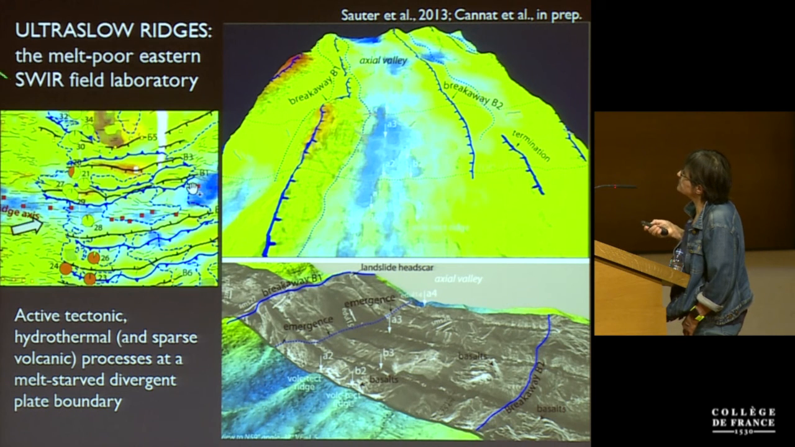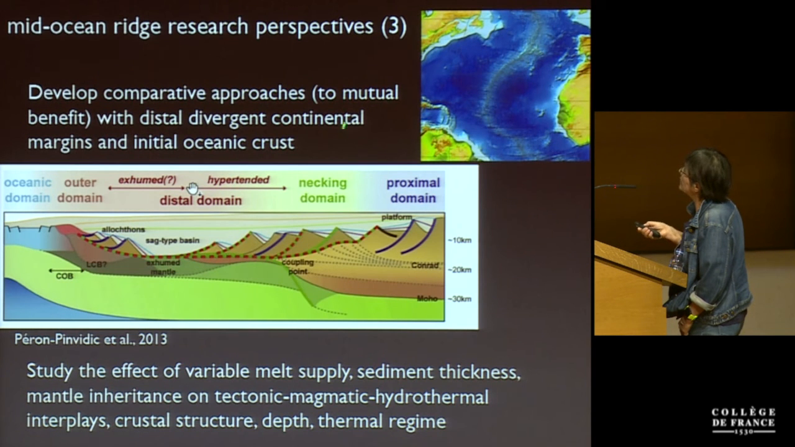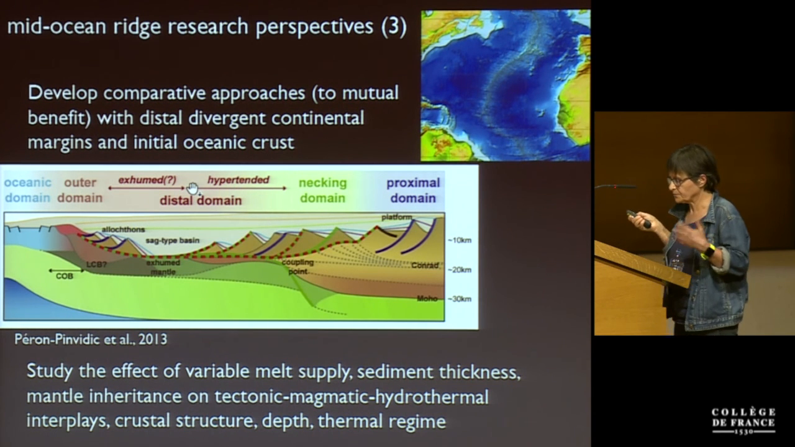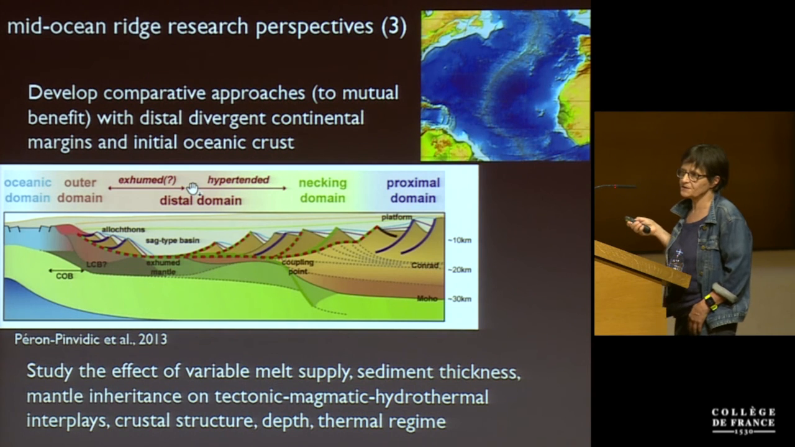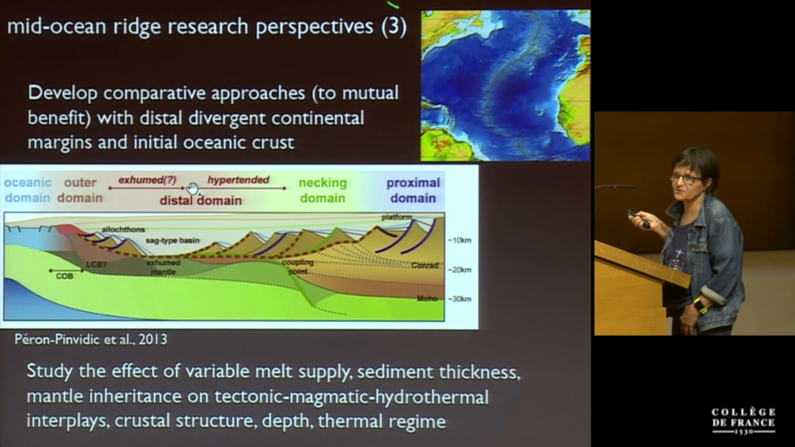So this is what we call the Mid-Atlantic Ridge Eastern Shallow Field Laboratory, where active tectonics, hydrothermal, and sparse volcanic processes can be studied at the mid-ocean divergent plate boundary. And you notice that I use divergent plate boundary and not mid-oceanic ridge, because what I'm aiming at is that there are good comparisons to be made between this type of environment and the distal parts of divergent continental margins where exhumed mantle has been documented.